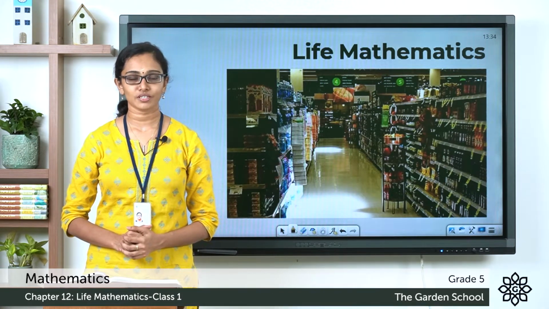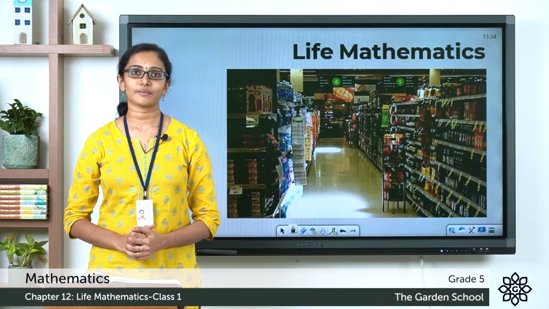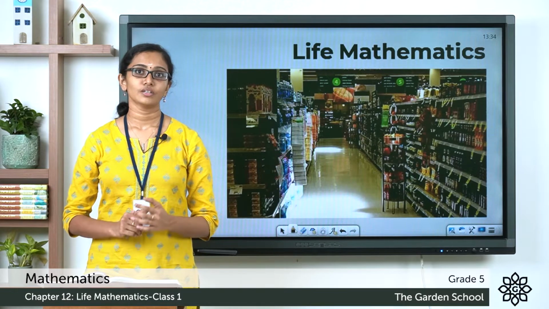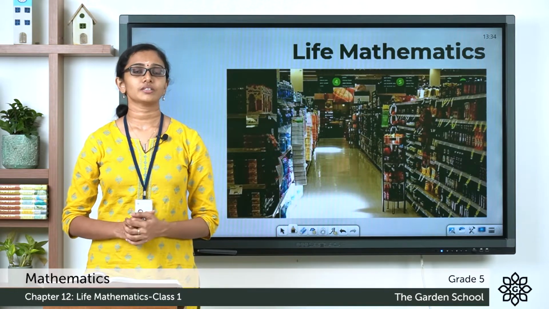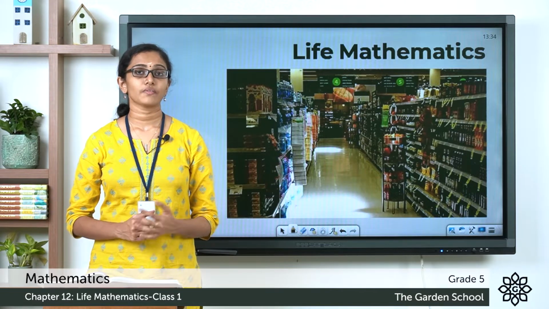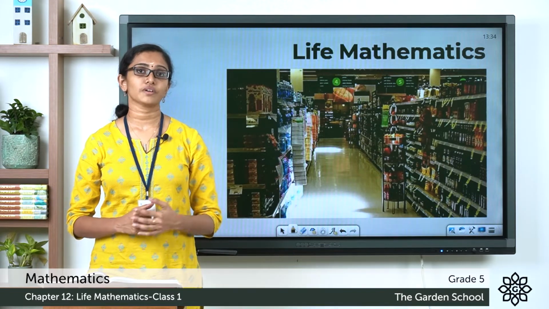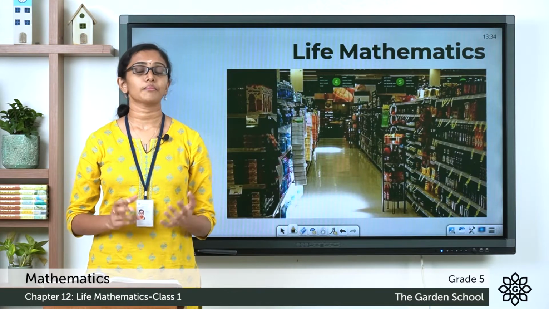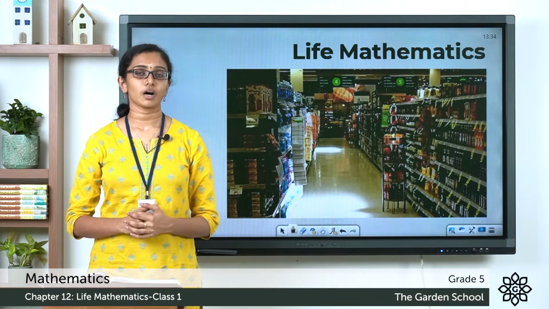Let's start a new chapter today, chapter 12, Life Mathematics. So, I'm sure all of you might have gone with your parents to the market to buy vegetables. Have you ever wondered where these shopkeepers buy these vegetables from? They might have bought it from somewhere else in bulk quantities, maybe from some farmers.